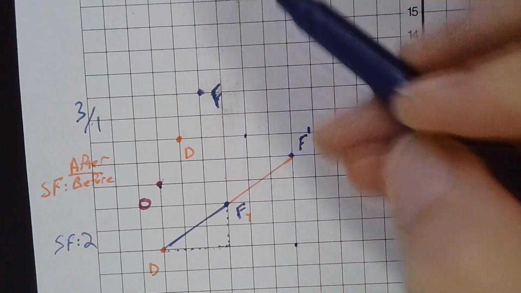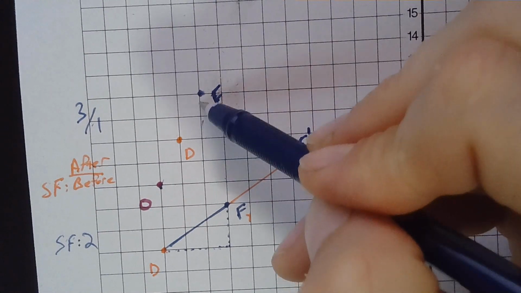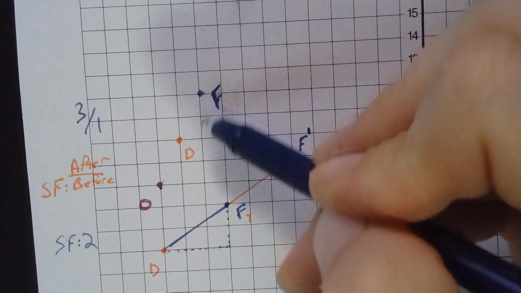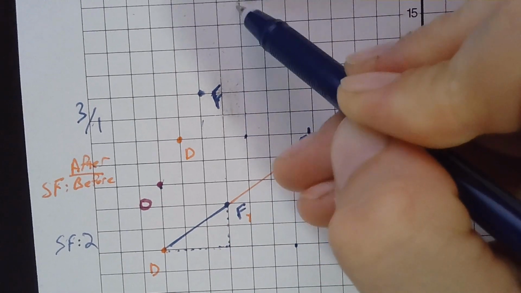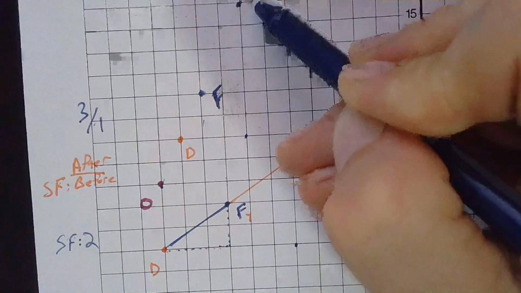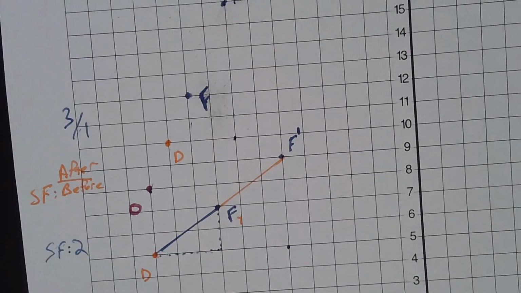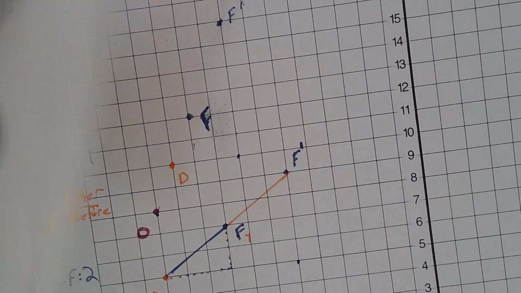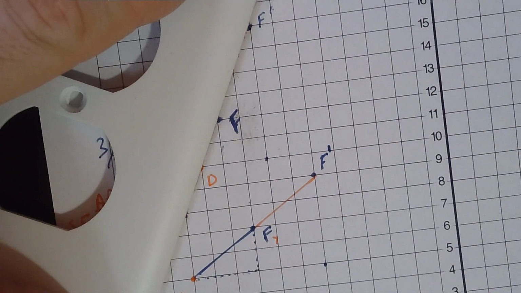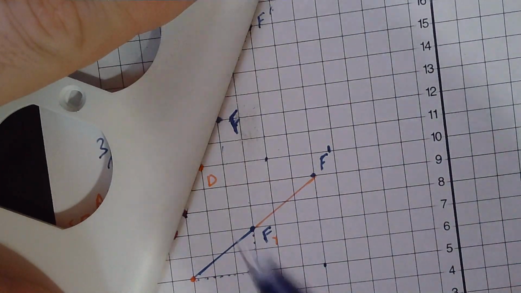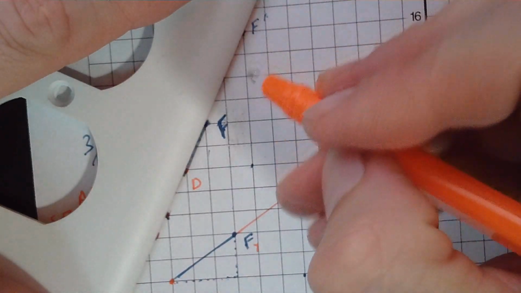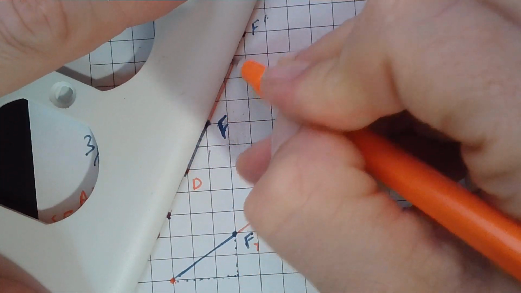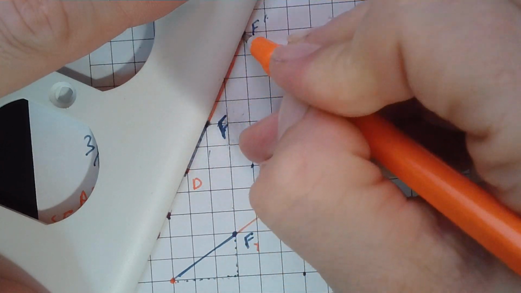And then from this point, it's going to be 2 up, so we're going to multiply that by 3, it's going to be 6 up. So from this point, we're going to go 1, 2, 3, 4, 5, 6. So that's going to be our F prime. Okay, so we dilated this point. So this was our original line that we dilated, and it expanded this long, and it expanded this long.